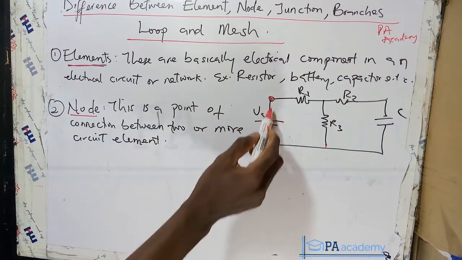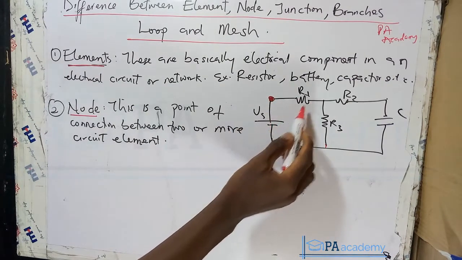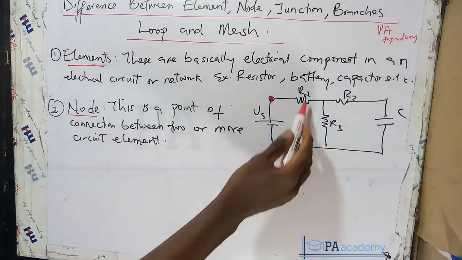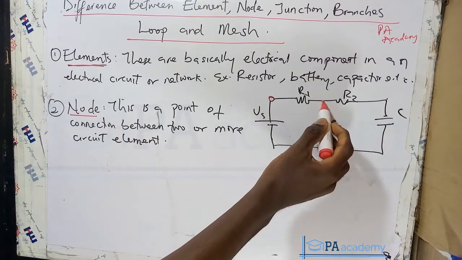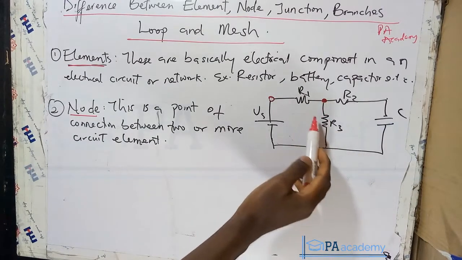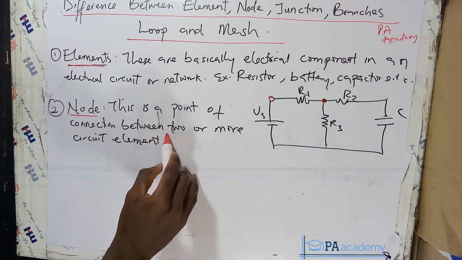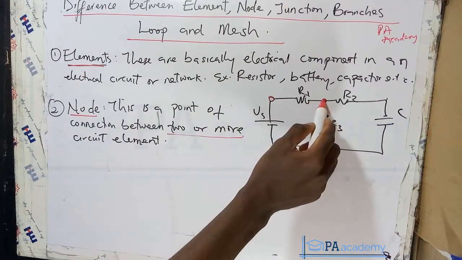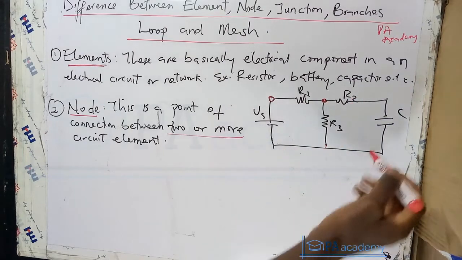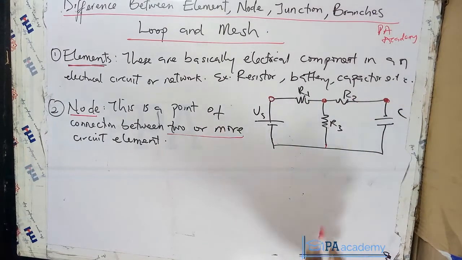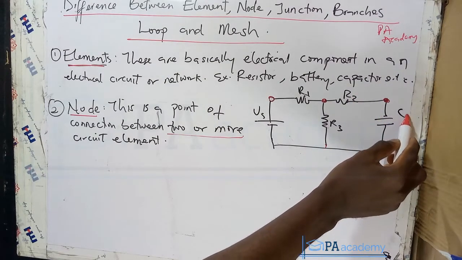This point here that I just said is a node is connecting this voltage source and this resistor here. That makes this point a node. Is that clear? Now this is also a node because it is connecting how many? 1, 2, 3. And remember the definition, it says a point of connection between two or more. This is a point of connection between R1, R2 and R3, so this is also a node. This is also a node. It is connecting R2 and the capacitor, so let's call it C1.